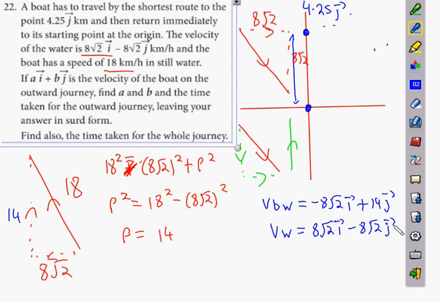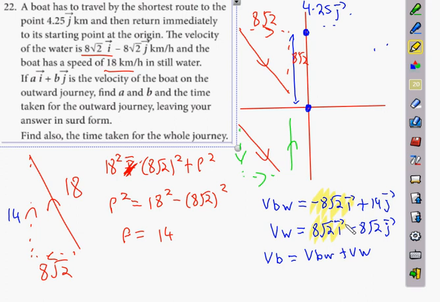Now, find the velocity of the boat. He has to return, so you have to do a return journey as well, okay? Now, can anybody tell me what the velocity of the boat is? It's like the last question, isn't it? It's the velocity of the boat in water plus the velocity of the water. Now what is that? These two cancel when you add them together.